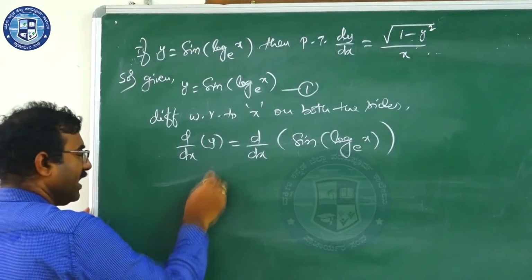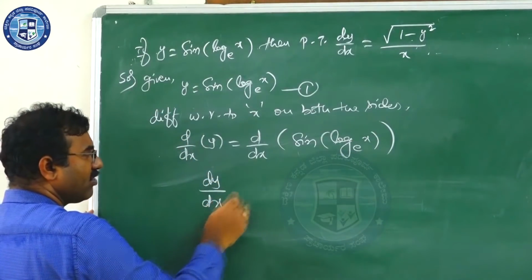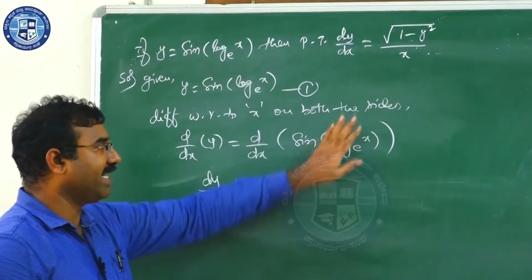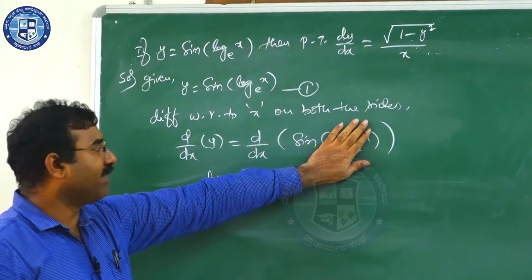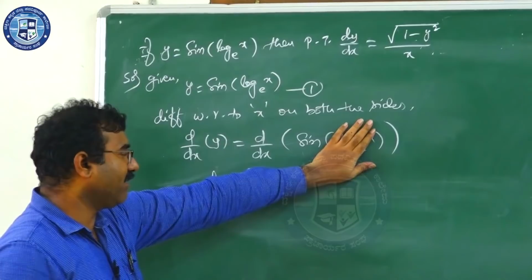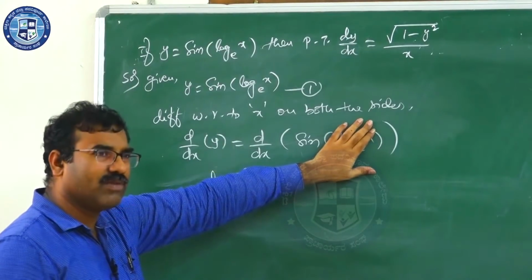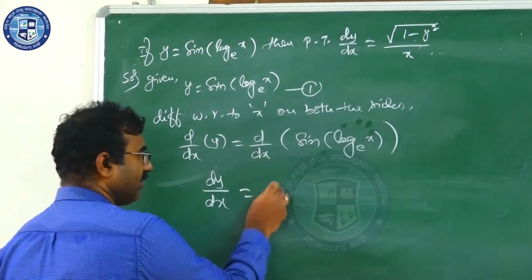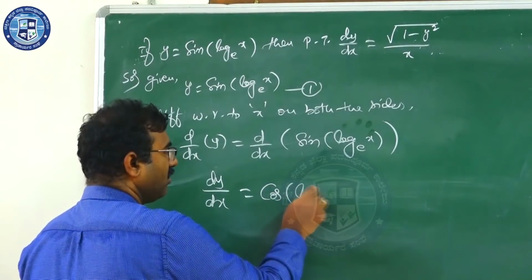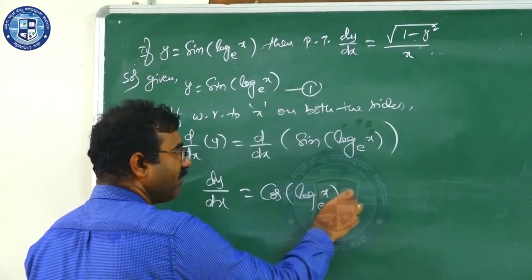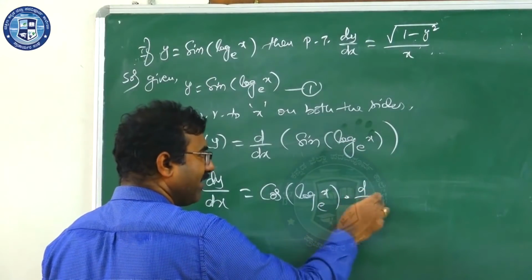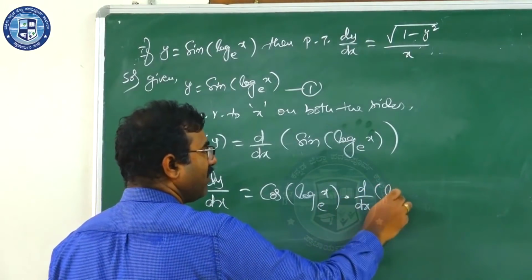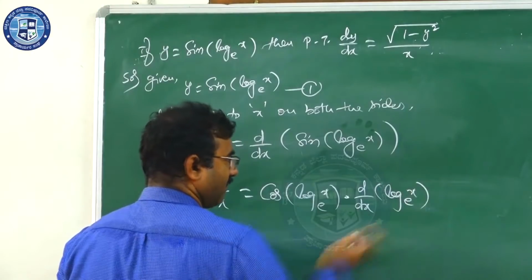So dy by dx is equal to differentiation of sine x. I told you d by dx of sine x you have to take, because whatever is present inside you assume as x and proceed. d by dx of sine x is cos x. So cos log x to the base e, but actually it is not x, so it's a derivative you consider. So d by dx of log x to the base e.